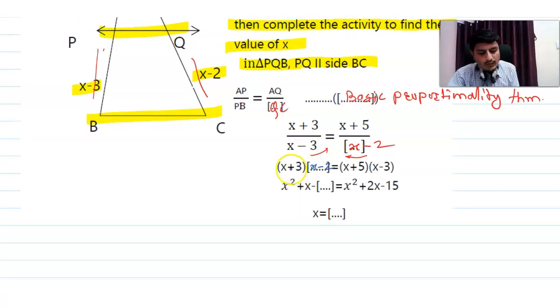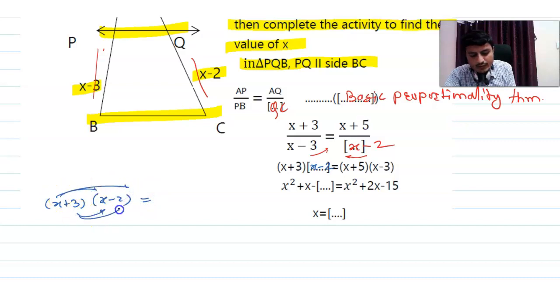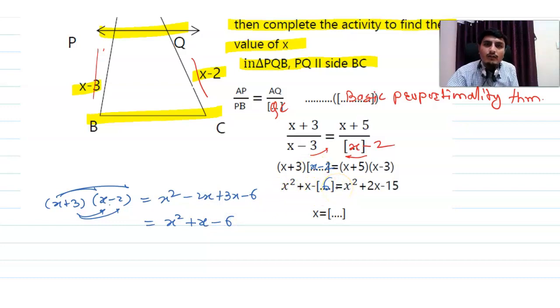Now once we use the distributive law, we have x plus 3 into x minus 2. Once we distribute x over the bracket, and next 3 over the bracket, we get x square minus 2x, plus 3x, and 3 times minus 2 is minus 6, so that x square minus 2x plus 3x becomes x minus 6. So the LHS is of the form x square plus x minus 6.